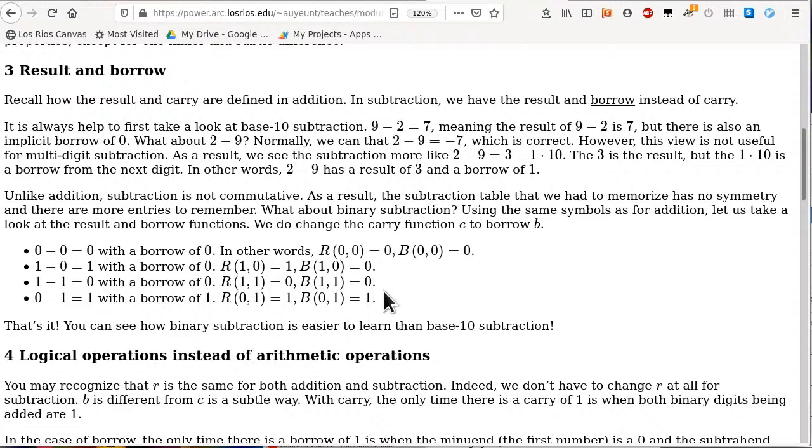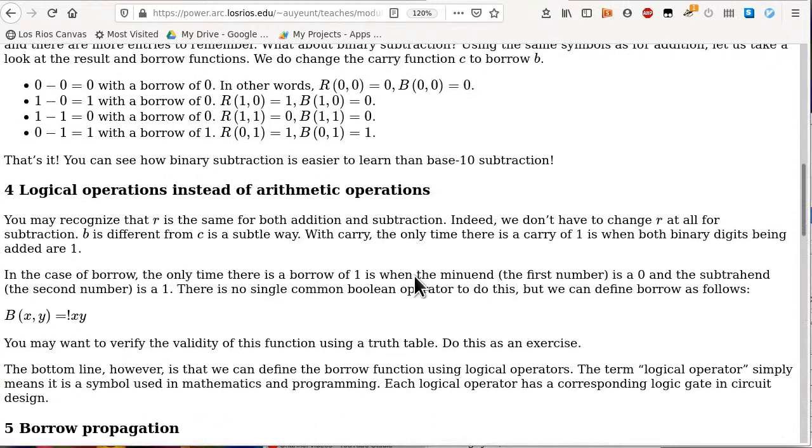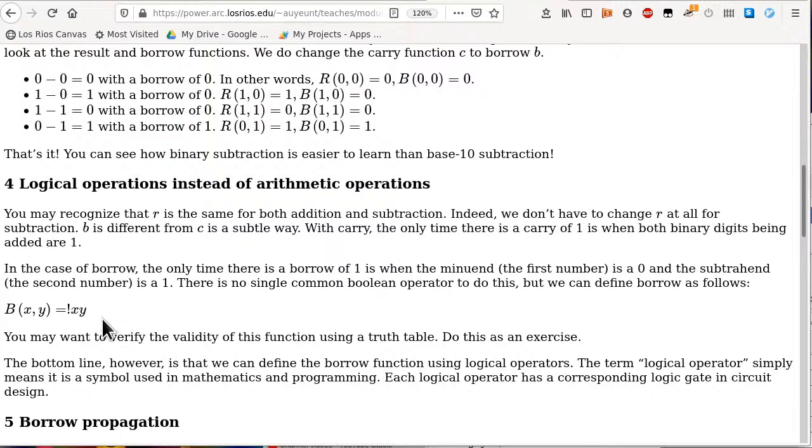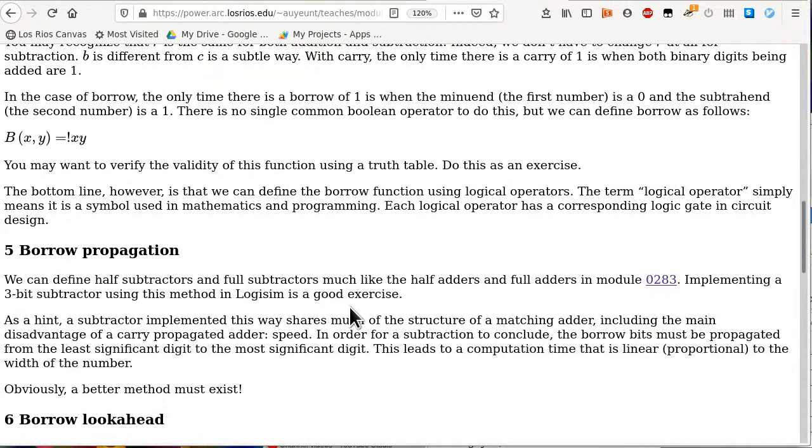Okay, so in the notes here, we are basically done with section 4, which is identifying that the r function is the same as addition, but the b function is a little bit different. It is the negated x and y. Okay, so that's the only difference. Section 5 talks about borrow propagation or borrow ripple. So basically, we are implementing half borrowers and then full borrowers. But the architecture of those, in terms of the connectivity between the half adder to make the full adder, in terms of the half borrower and the full half subtractor.